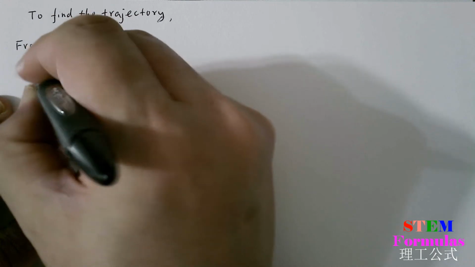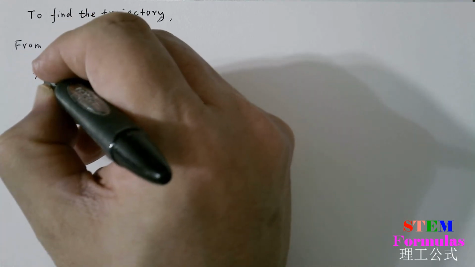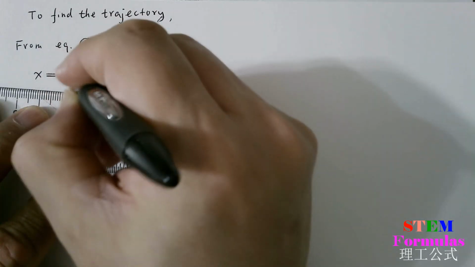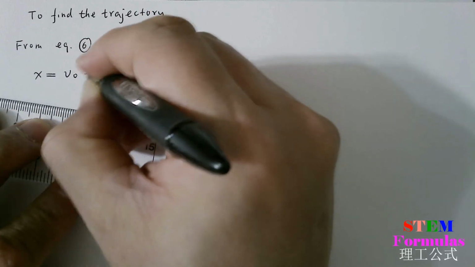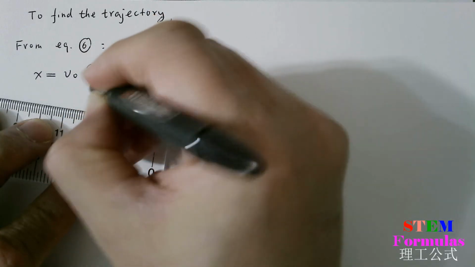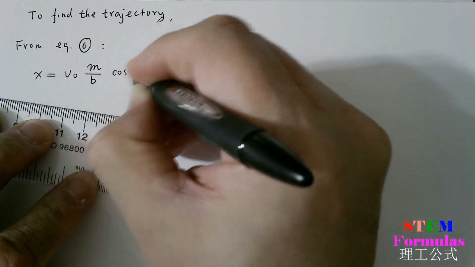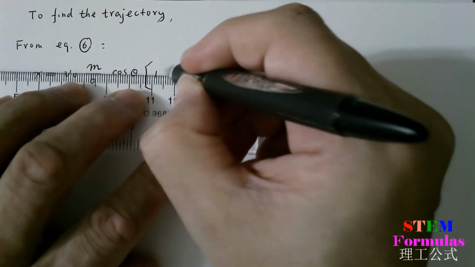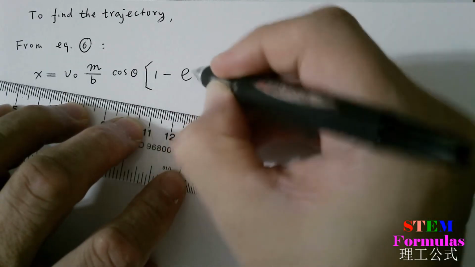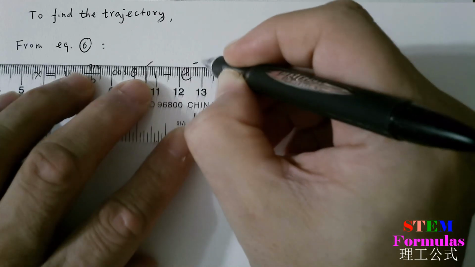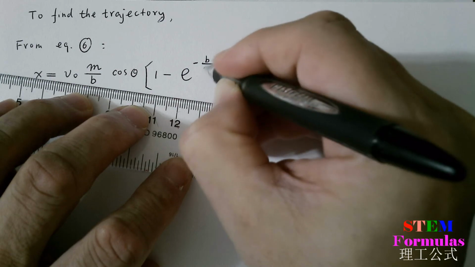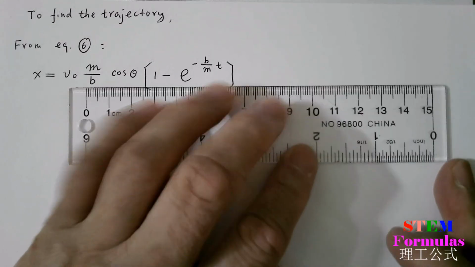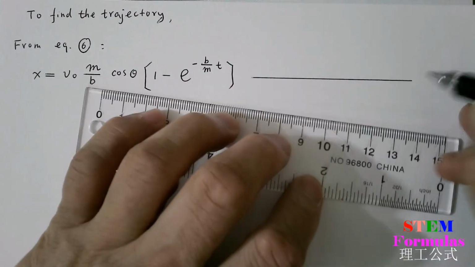equation 6 is x equal to v0 m divided by b cosine theta times bracket 1 minus e to the power minus b divided by m t. This is equation 6.